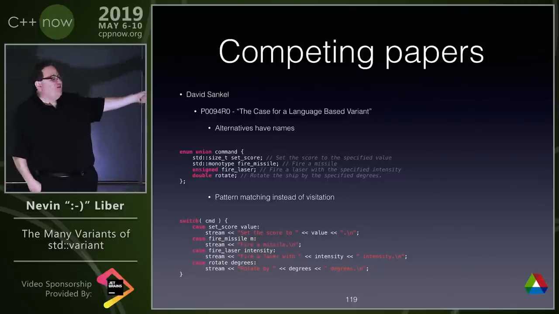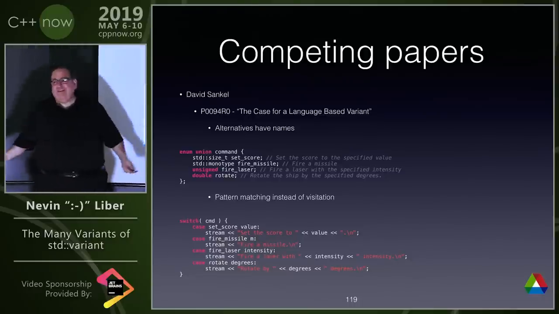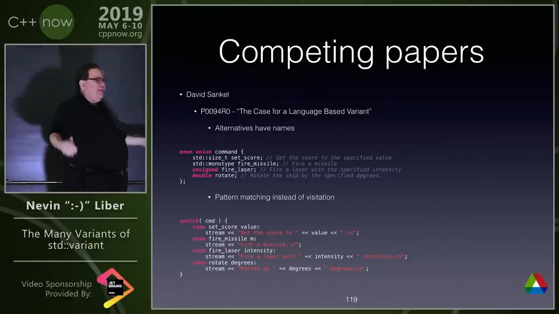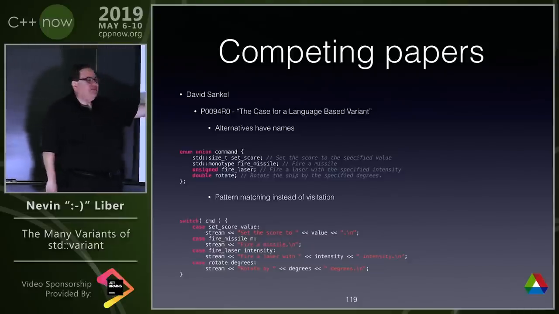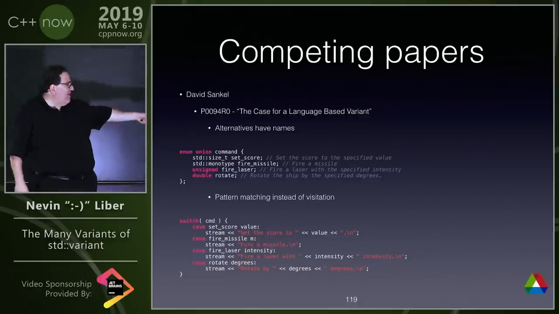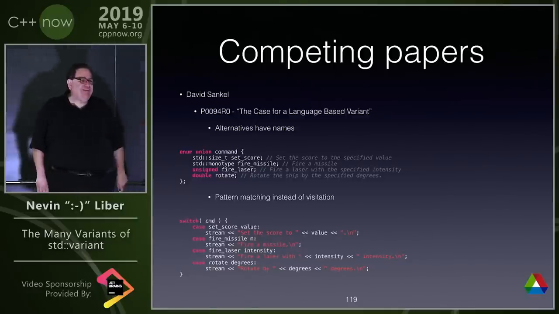But the big thing, alternatives have names like unions do. And tuple doesn't and variant doesn't have names for things. But the name is get type. That's a horrible thing to call. And the really interesting idea is pattern matching. And at that time, it was kind of a switch and case based on the type.